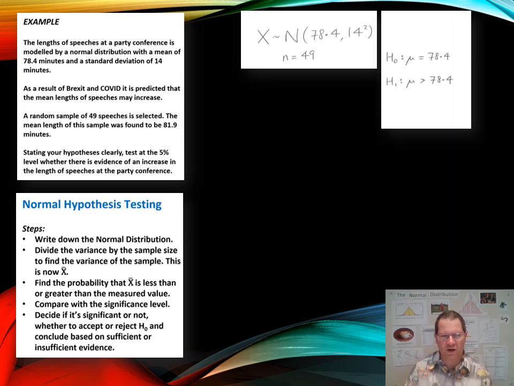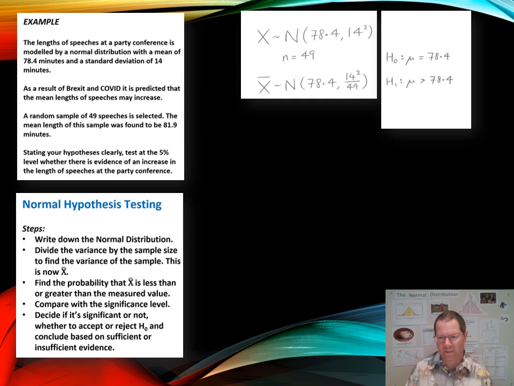We've been asked to state our hypotheses clearly. So our null hypothesis will be that the mean is still 78.4. Our alternative hypothesis will be that the mean has now increased, as it says in the question, so it's now greater than 78.4.